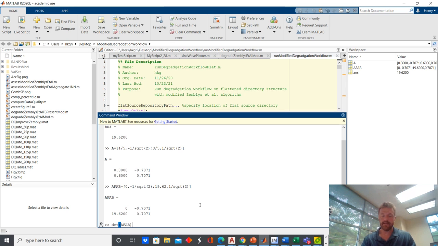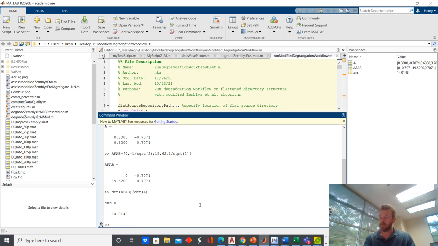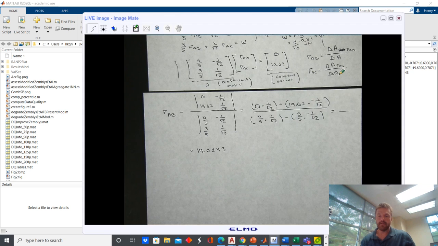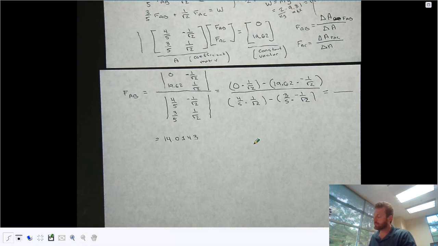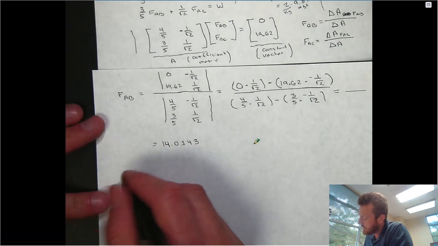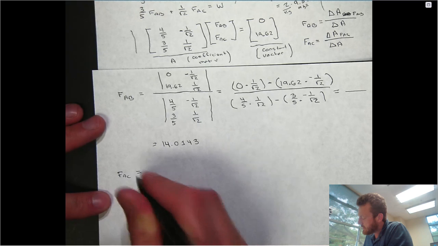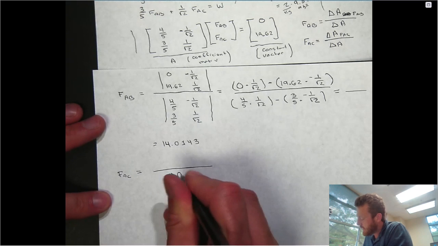So I'll say det of FAB divided by det of A, and we will get the quantity here, 14.0143, which to 3 sig figs will just be 14.0 newtons. Now, technically, our final answer, we're looking for stretch or displacement, so I'm going to keep all of the precision in my answer that I've written here. So in order to solve for FAC, we're going to keep that same determinant on the bottom. So I'm just going to put determinant of A.